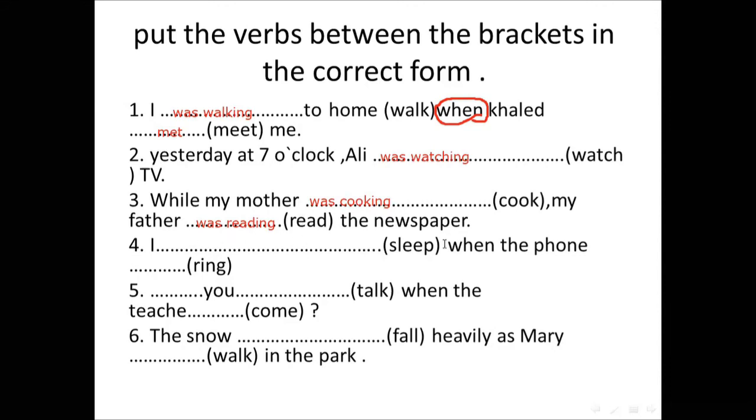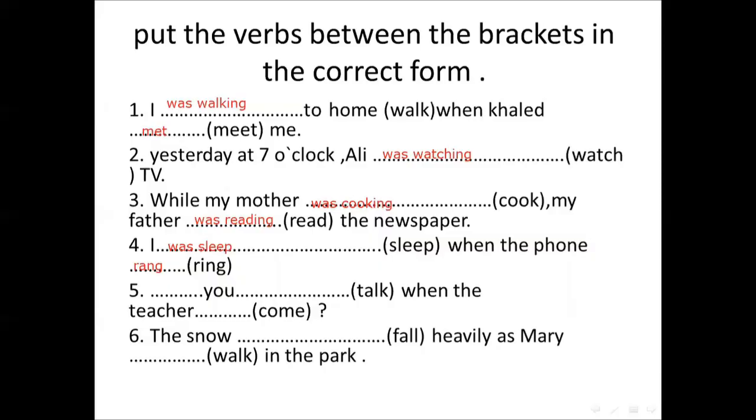Number four, I space sleep when the phone space ring. Now as you see we have when, and when also I use it to show that a short action interrupted the long action. So after when I have to use the past simple, but before it I have to use the past continuous, was sleeping. Okay, and here rang. Sorry. Now sentence number 5. Space you space talk when the teacher come. As you see we have when, and after when we use the past simple. So come will be came. And here in the first part before when we use the past continuous, were.